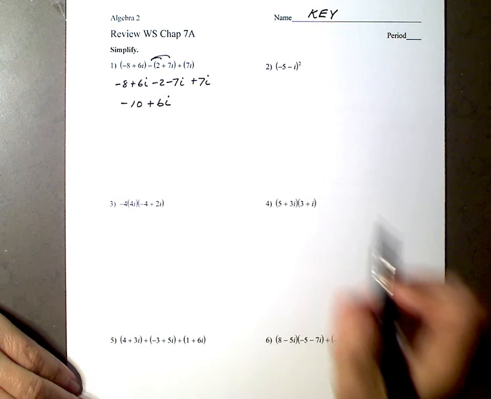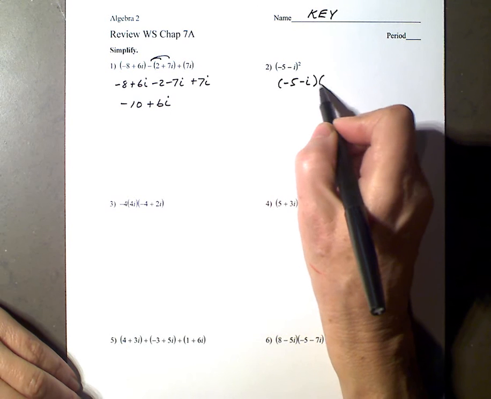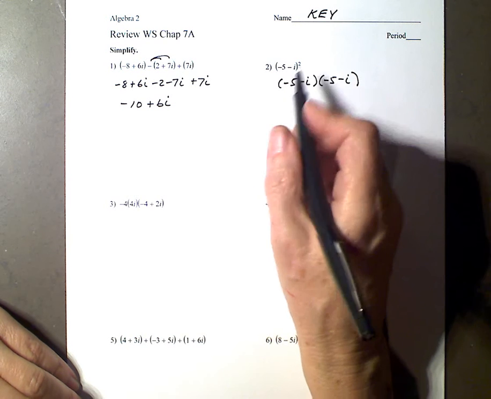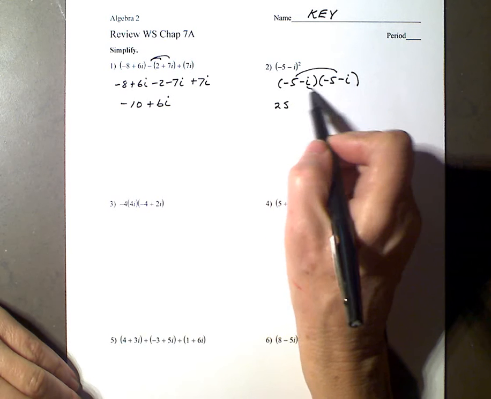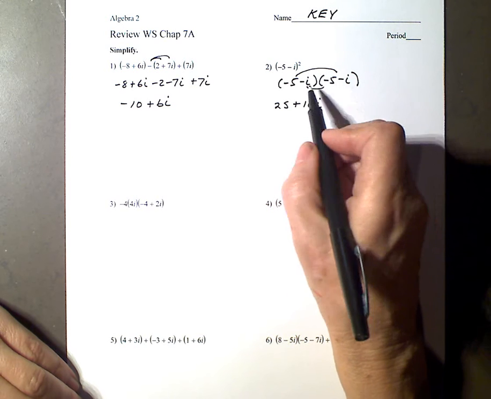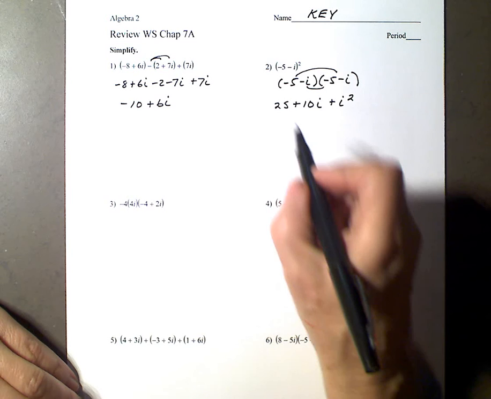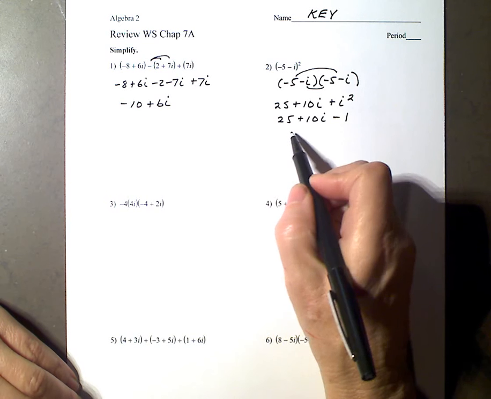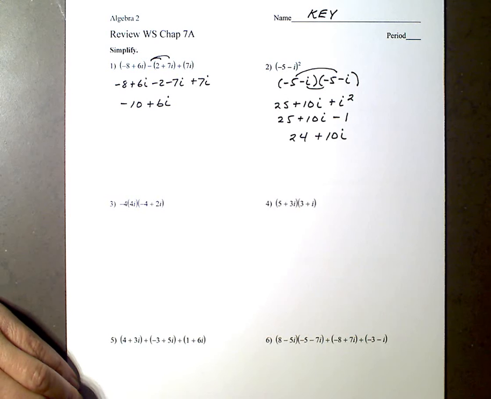Number 2, this means literally multiplying negative 5 minus i by negative 5 minus i, and the pattern is I'm going to get the negative 5 squared, which is 25, and then plus 5i plus 5i, so plus 10i, and then plus i squared. So i squared is negative 1, so this is really 25 plus 10i minus 1. So the real part is 24, and the imaginary part of this complex term is 10i.